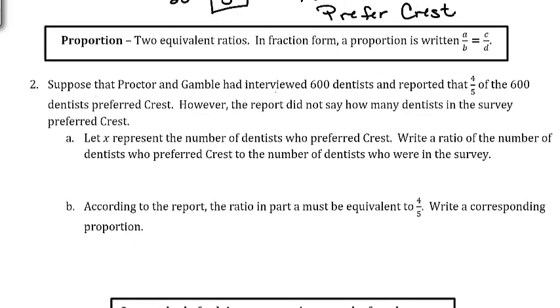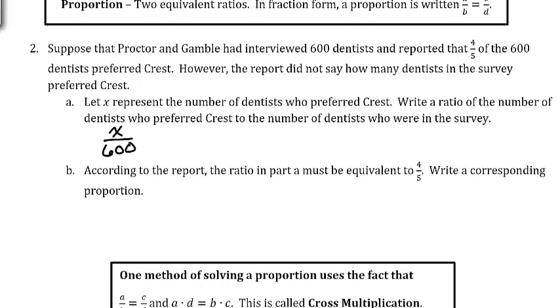Suppose that Procter & Gamble had interviewed 600 dentists and reported that 4 out of 5 of the 600 dentists preferred Crest. However, the report did not say how many dentists in the survey preferred Crest. Let X represent the number of dentists who preferred Crest. Write a ratio of the number of dentists who preferred Crest to the number of dentists who were in the survey. So X represents the number of dentists who preferred Crest, and that's what we want first, or on top. On the bottom, we want the number of dentists that were surveyed, and we surveyed 600 dentists. So that would give us the ratio X over 600.